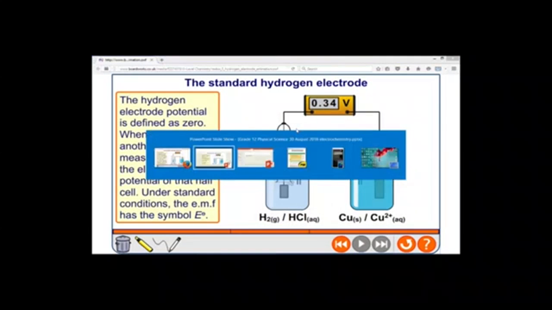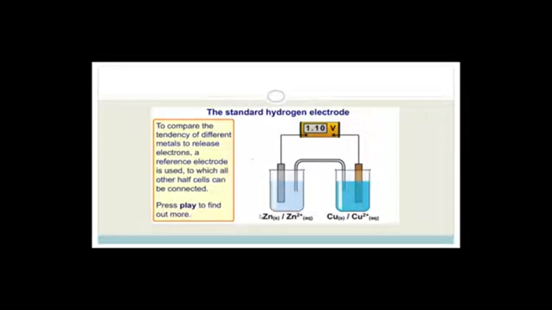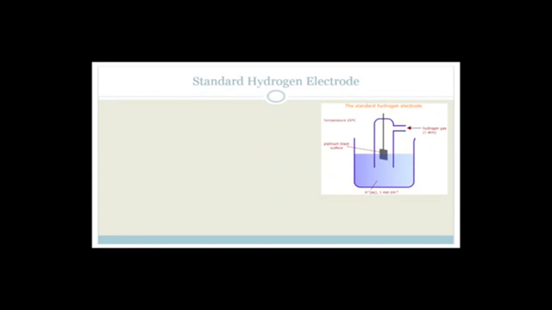Okay, so let's go back to the PowerPoint. So now let's talk about this again. You'll see that the temperature is 25 degrees Celsius or 297 Kelvin. The hydrogen gas is at 1 atmosphere and the aqueous solution is at 1 mole per decimeter cubed.